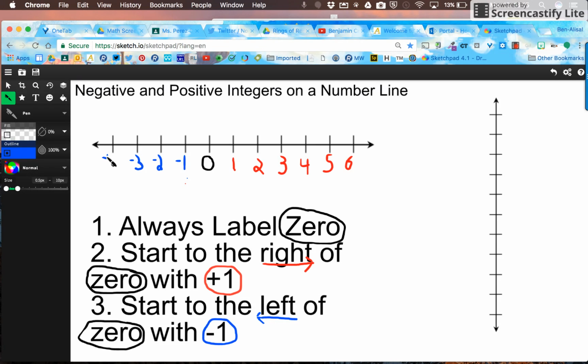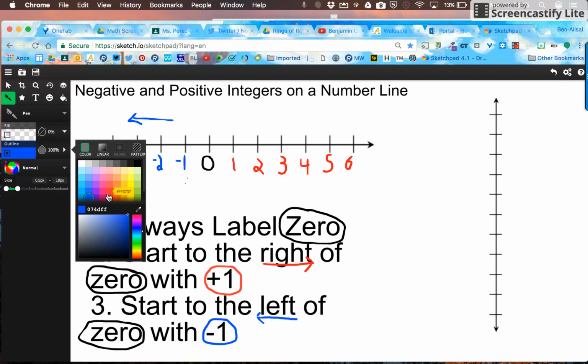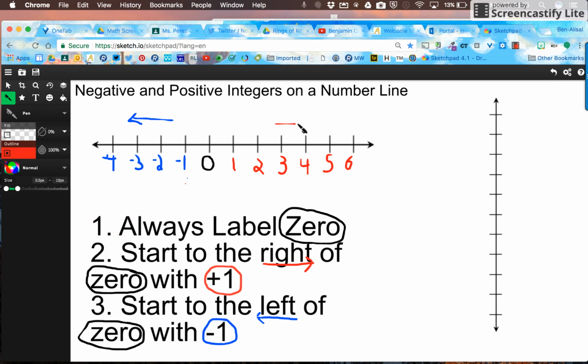The numbers get smaller. The funny thing with negative numbers is they get smaller as they go more to the left. So in this direction, the numbers are getting smaller. However, in the opposite direction, when we're going to the right, the numbers are getting larger or greater.